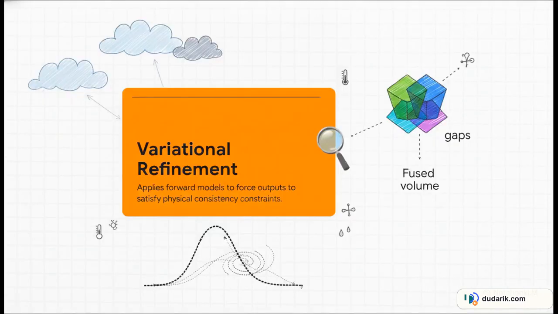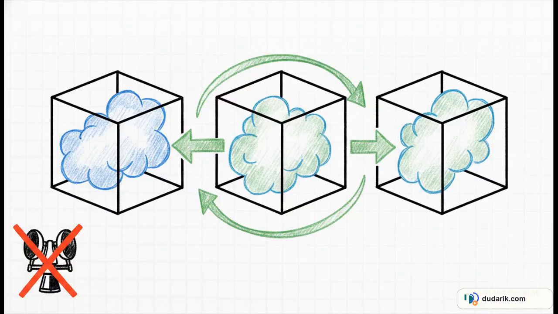Then we hit Stage 2, Conditional Variational Refinement. Here, the module applies differentiable forward models to that fused volume. What's happening is it's forcing the AI's output to satisfy actual physical consistency constraints, rather than just blindly guessing based on data patterns. This gives us a much-needed probabilistic framework to fill in those massive volumetric gaps left by our sparse ground observations.